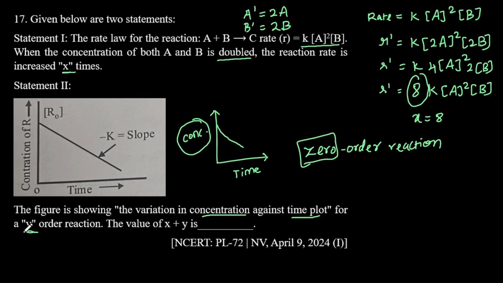So here they are telling it is zero order reaction, so the value of y is 0. So the question is the value of x plus y. The value of x is 8, the value of y is 0, x plus y equal to 8 plus 0 equal to 8. So the answer is 8.